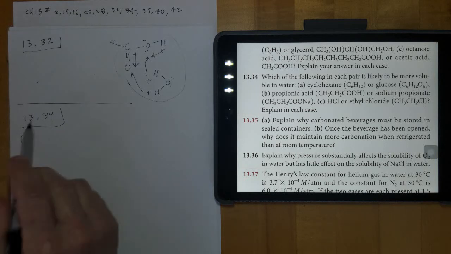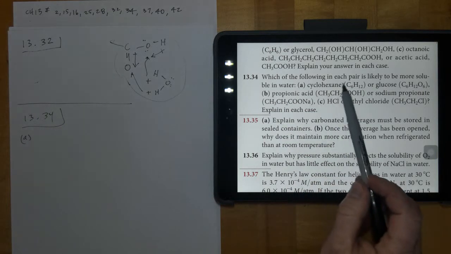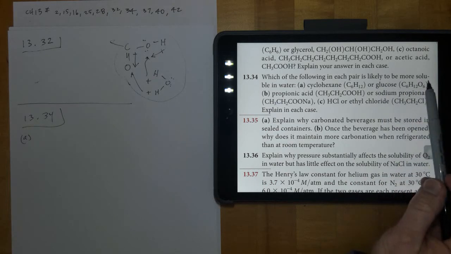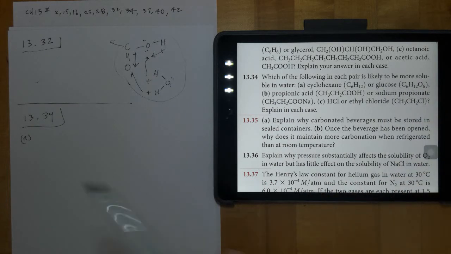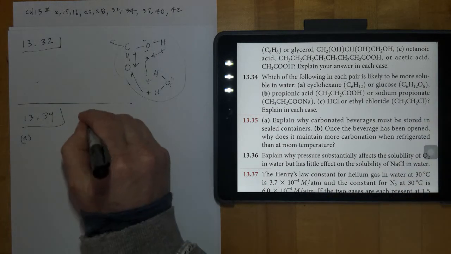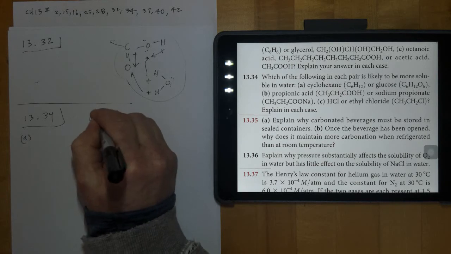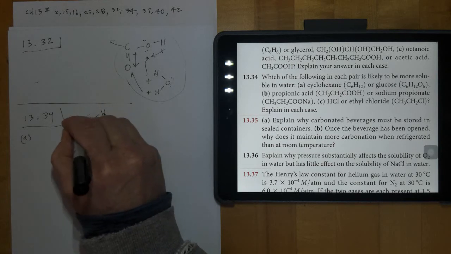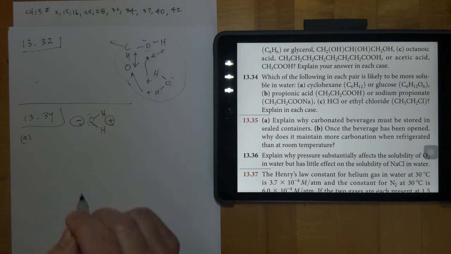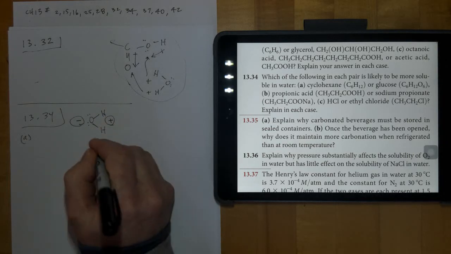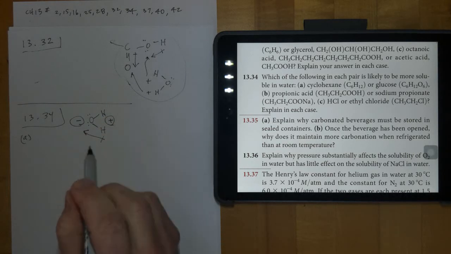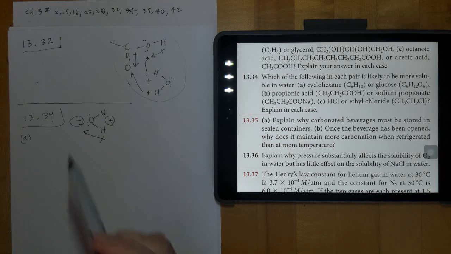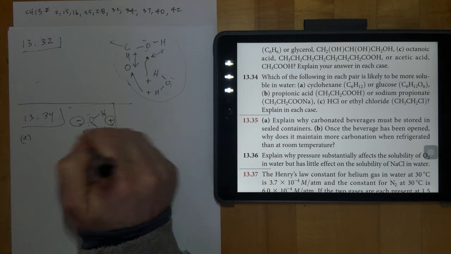So this is 13.34, and it says which of the following in each pair is likely to be more soluble in water. So first, what makes something soluble in water? Well, water, remember, is a polar molecule, so it's got a negative end to it and a positive end to it, and it's got a dipole moment that would go in this direction, and it would be capable of hydrogen bonding because it has an H connected to an F, O, or N, making it a highly polar molecule.